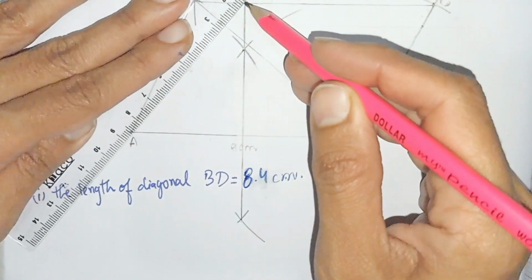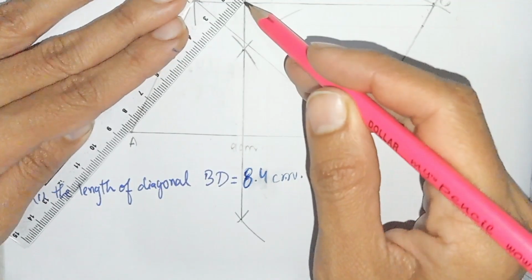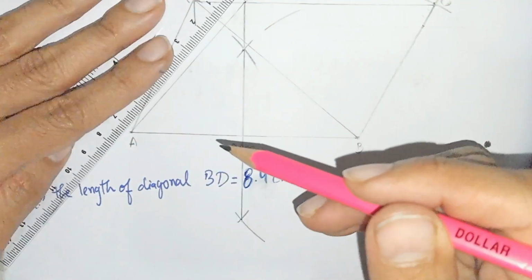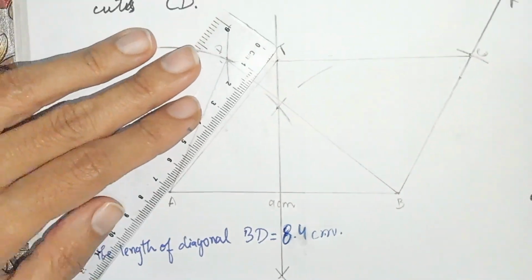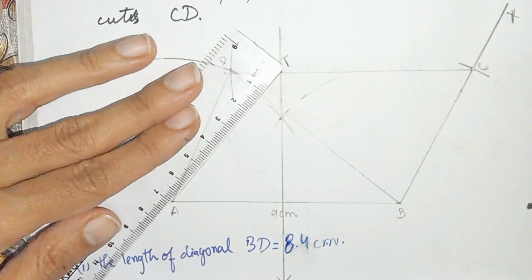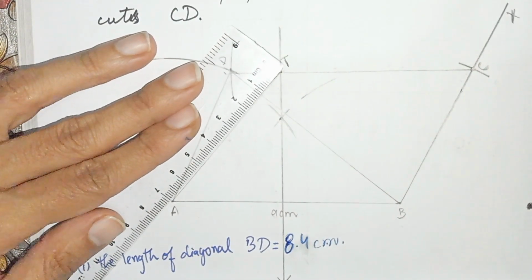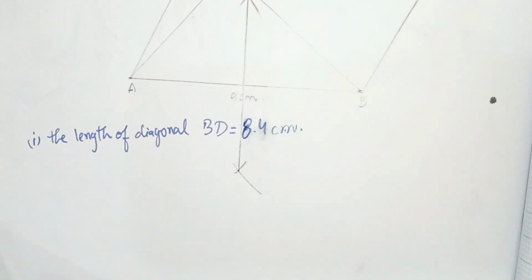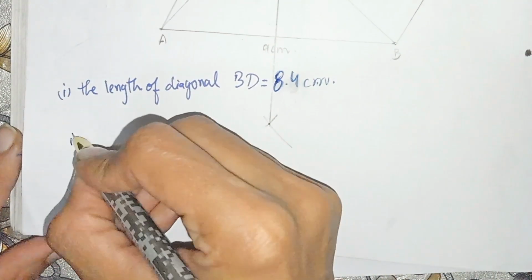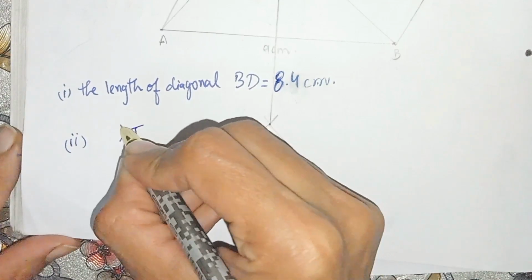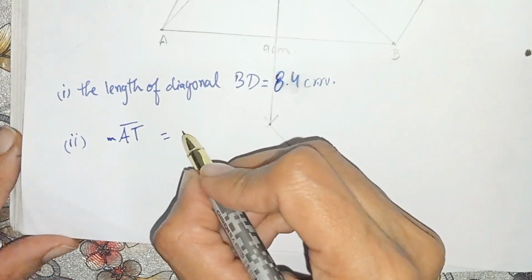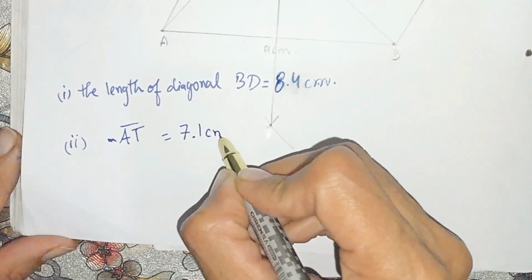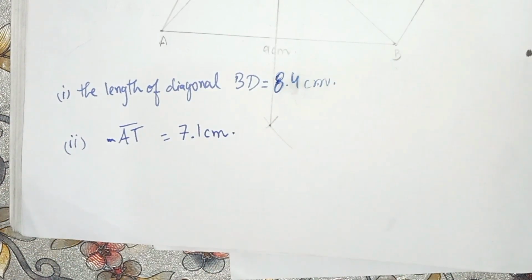First we draw the line AT, then we measure it, and this length is equal to 7.1. Yes, AT is equal to 7.1. Part number 2, measure AT is equal to 7.1 centimeter. And now students, the question number 19 is solved.